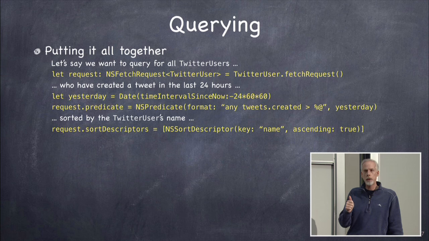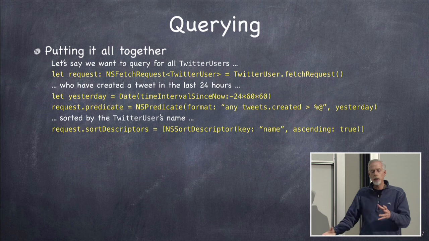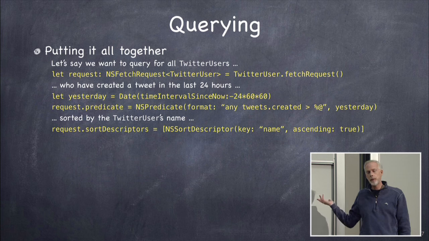So ANY is a special term that means match any of these things. And these things are tweets that are created since yesterday. And I'm going to sort the result by the actual name, the real name of the Twitter user. So I'm just doing a sort descriptor, key of name, ascending true. I'm not specifying a selector, so I'm going to get kind of the default comparison.